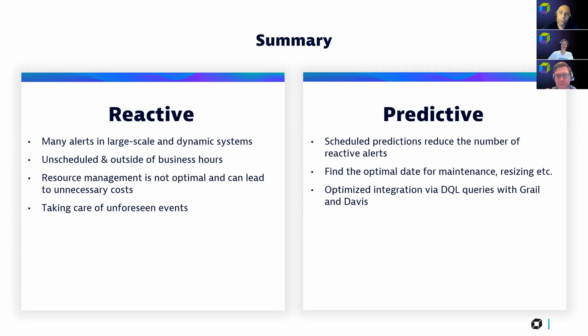Predictive maintenance, on the other hand, helps you to make preemptive decisions and take actions based on an optimal routine, for example. And since this is directly integrated into Dynatrace, you can also leverage the new capabilities of Grail and Davis.